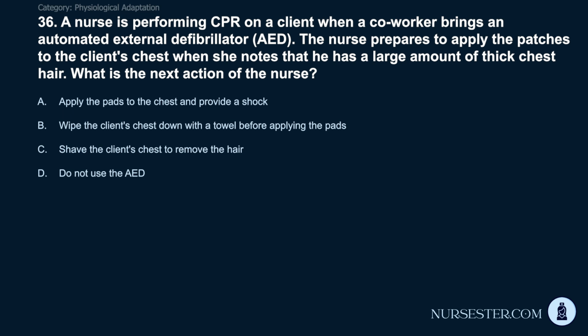36. A nurse is performing CPR on a client when a coworker brings an automated external defibrillator, AED. The nurse prepares to apply the patches to the client's chest when she notes that he has a large amount of thick chest hair. What is the next action of the nurse? A. Apply the pads to the chest and provide a shock. B. Wipe the client's chest down with a towel before applying the pads. C. Shave the client's chest to remove the hair. D. Do not use the AED.